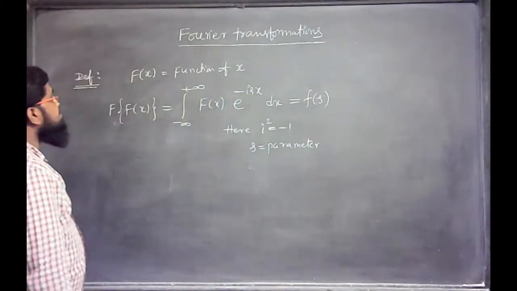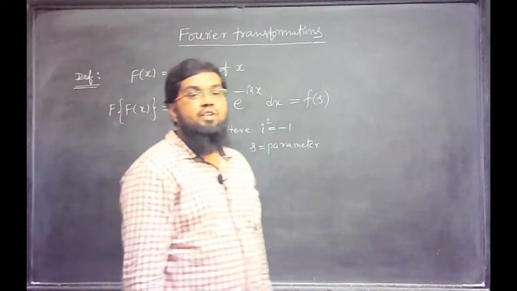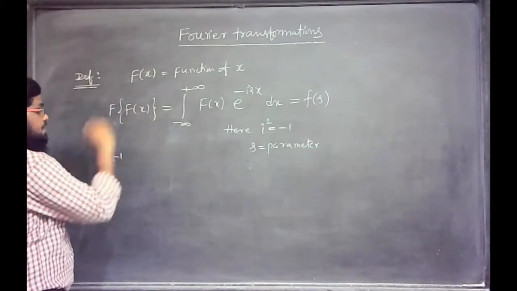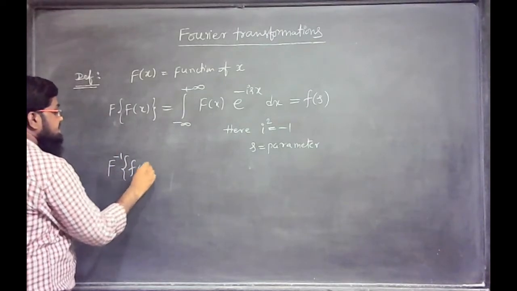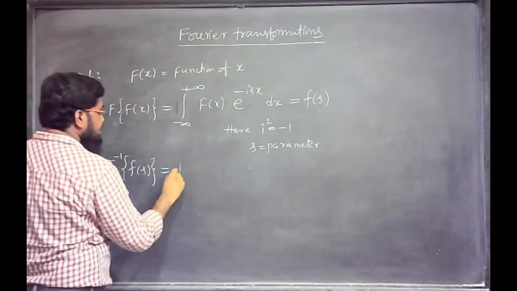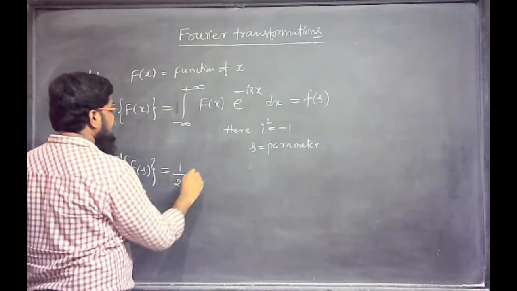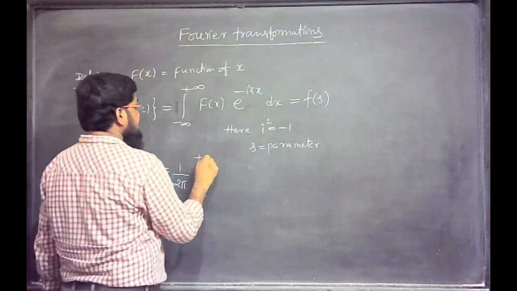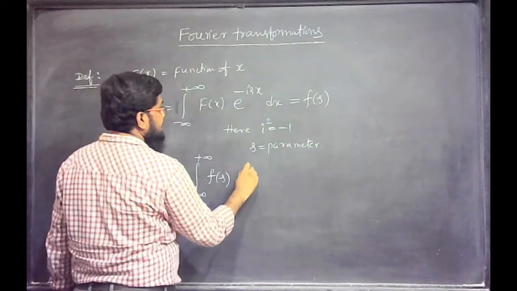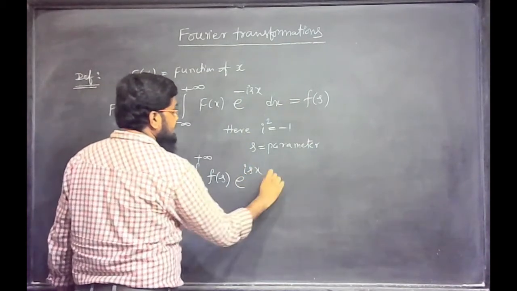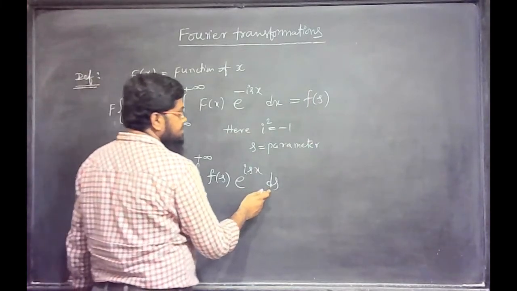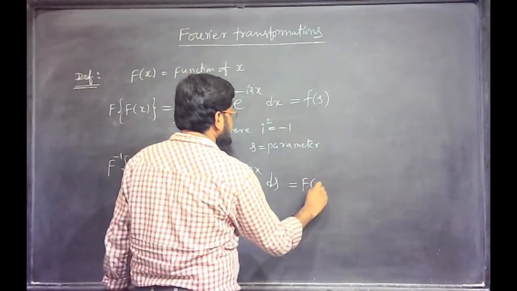The inverse Fourier transformation is defined as the inverse transformation to get back the function. f of x will be equal to 1 by 2 pi times the integral from minus infinity to plus infinity of F of s into e power i sx ds, replacing minus i with i. So after integration with respect to s, I will have the function f of x.